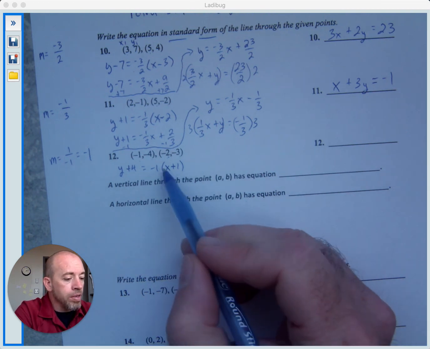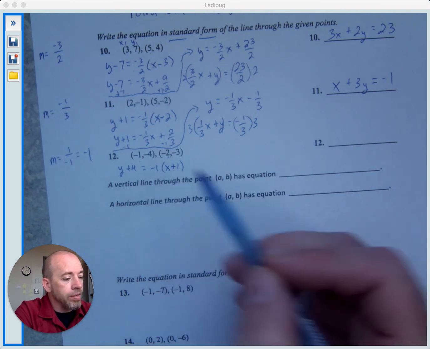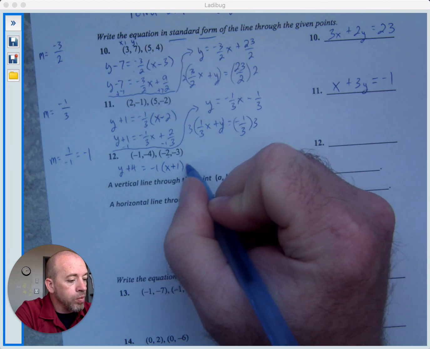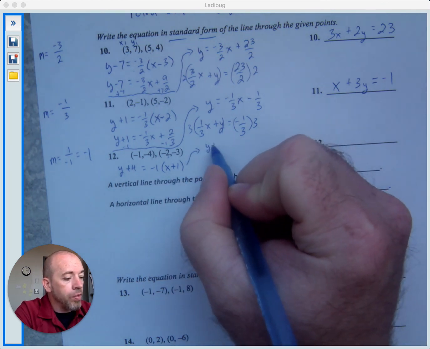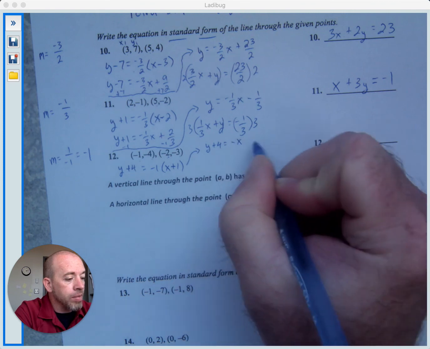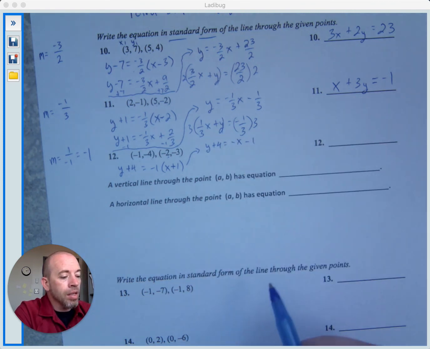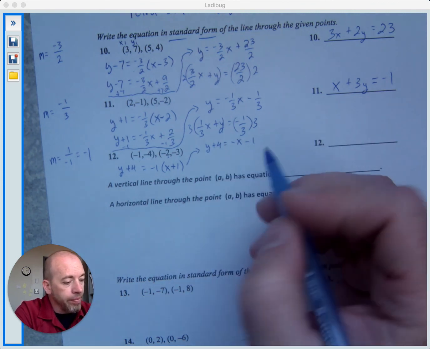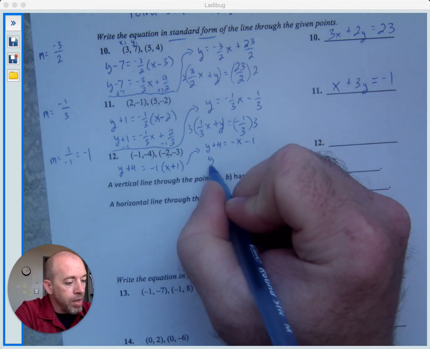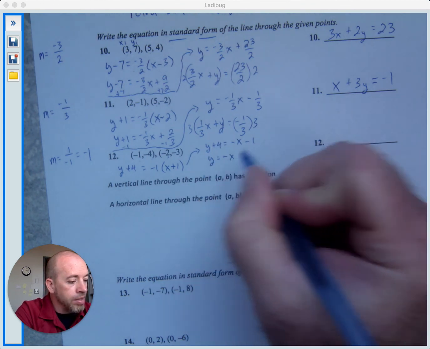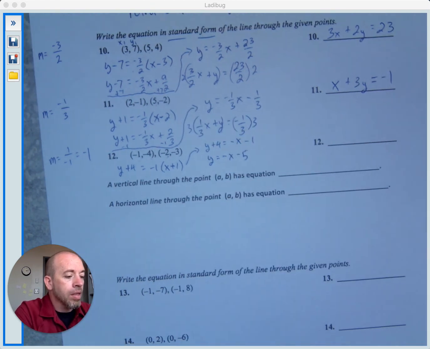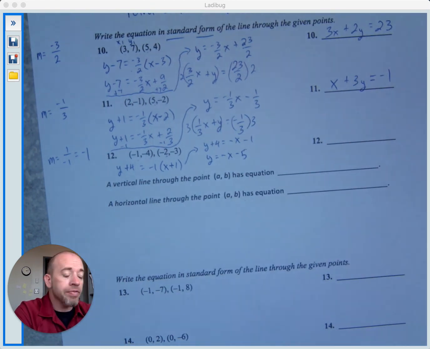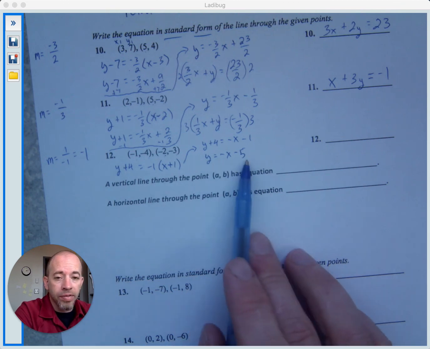To get slope-intercept, I'm going to distribute. So I'm going to do that over here. Distribute the negative 1, so we have y plus 4 equals negative x minus 1. I'm going to subtract the 4. So I get y is equal to negative x. Negative 1 minus 4 would be negative 5, right? So we have y equals negative x minus 5. That is your slope-intercept form.